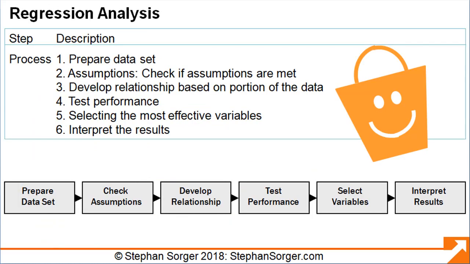In this video, we covered the process of linear regression analysis, from preparing the dataset to checking our assumptions, to partitioning the dataset into training and validation datasets, to creating the training model and assessing its performance. And we ended the video with the variable subset selection process and interpreting the results.